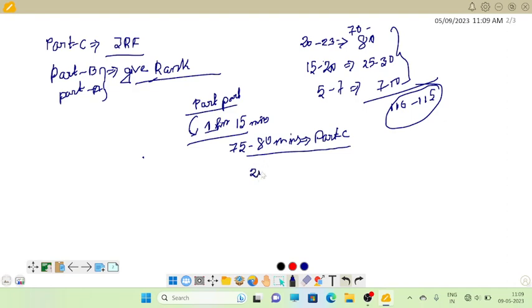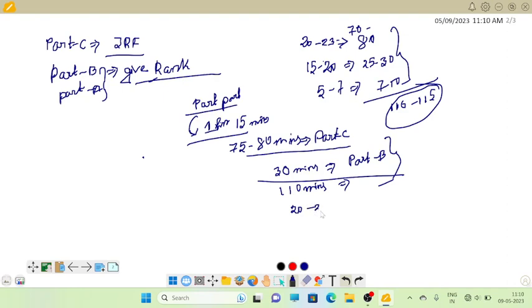Then 30 minutes to part B. So how much time is left? 110 minutes used for both part B and C. Now give again 20 to 25 minutes to part A. So you have left, I think, 40 minutes more. It's nearly equal to 130 to 140.